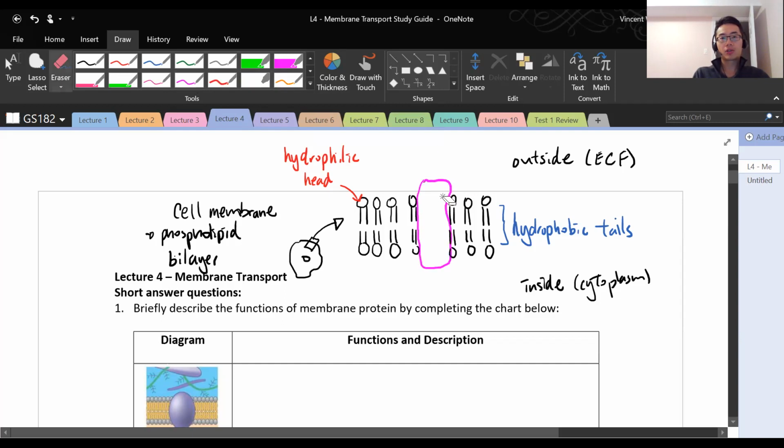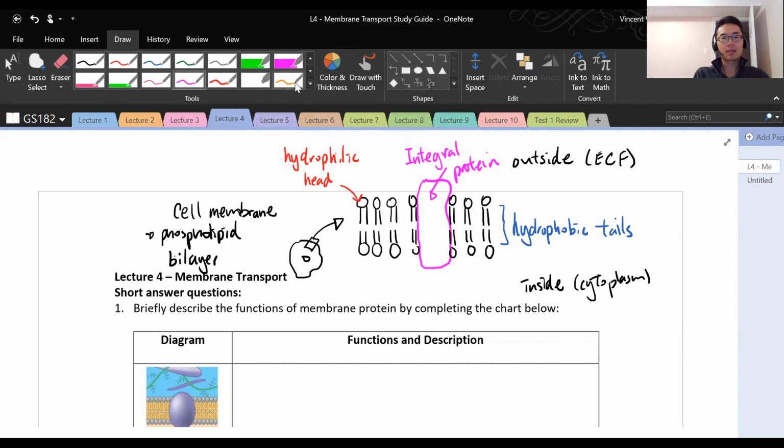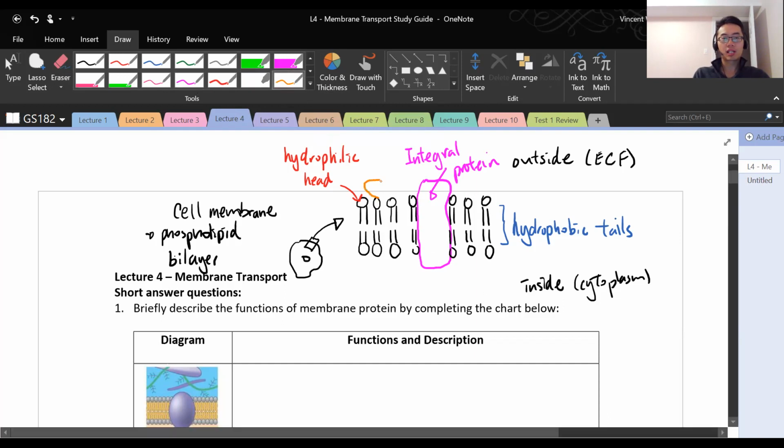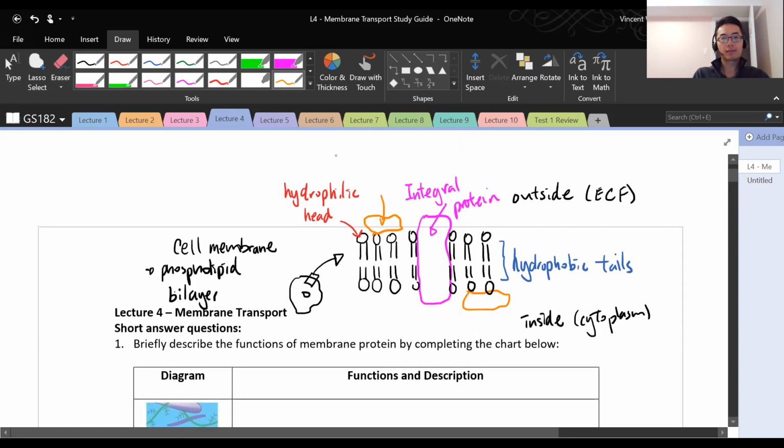Now, every now and then you would have a protein, a membrane protein that gets inserted. Okay, so if a protein goes all the way through, right, from the outside to the inside, we call this an integral protein. Integral protein goes all the way through. Okay, and then sometimes you might have protein just kind of stick to the side, like this. Okay, so these are called peripheral protein.